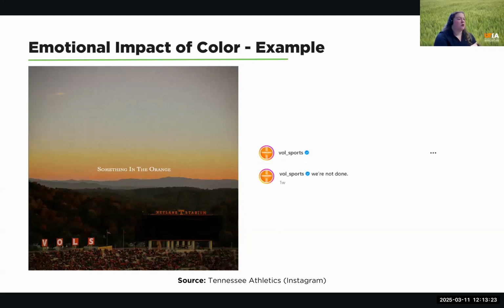But how strong do you think that emotional response is for a Tennessee fan to see this, especially if they're a Zach Bryan fan? Pretty strong. Tennessee Athletics knew what they were doing when they put this post out on social media. So props to whoever came up with this one. I think it went over really well online.